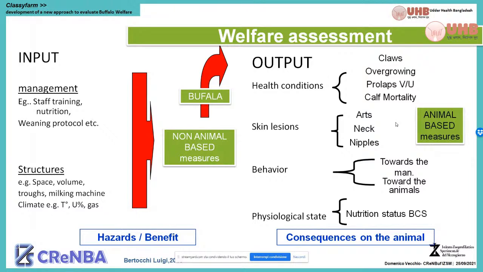The effect is measured by the animal-based measures, or ABM, which are divided in two groups, direct or indirect ABM. Direct ABM are those we observe on the animal, like a lesion or a body condition score. Indirect ABM are those we observe in the farm book or register, like annual incidence of adult or calf mortality, for example.